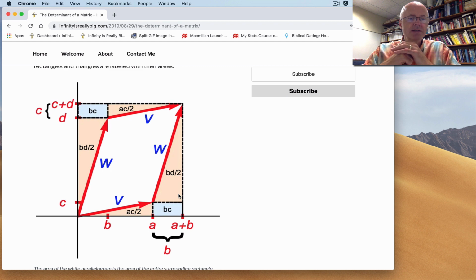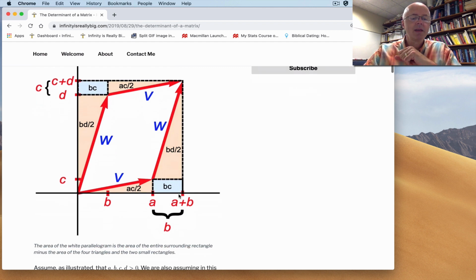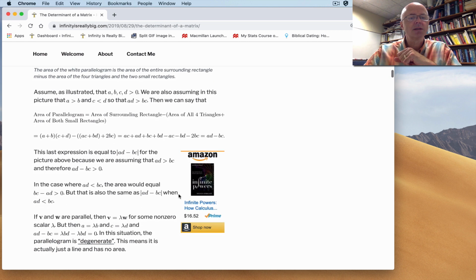And those triangles you can see come in pairs that are congruent to each other and have the same area. And the calculation is down here. Here's the key thing right here, to verify that, at least in the case where A is bigger than B and C is less than D, that we get the area being AD minus BC, which is the determinant, which does equal the absolute value of the determinant in that case.